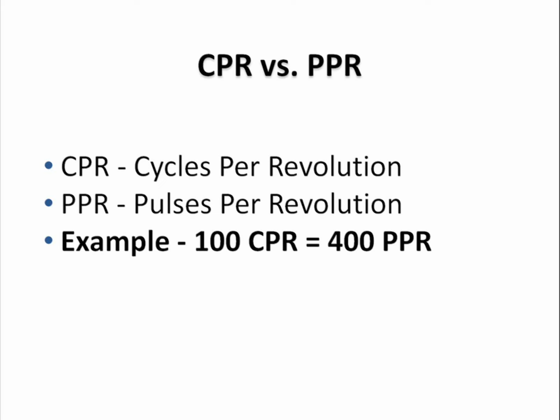And this is a misconception that we hear often here at US Digital. Customers will call in and say, I need 100 PPR, and really what they mean is they need 100 CPR with a total output of 400 PPR, or pulses per revolution.